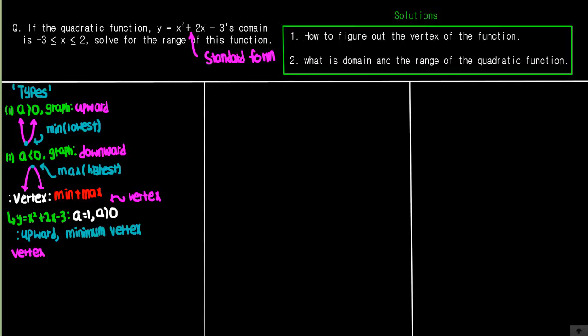And if you think about the pros of this standard form, it is easy to find the y-intercept. But in order to solve for the vertex of the function, we have to convert it into a vertex form, which we usually call a perfect square. We're completing the square.